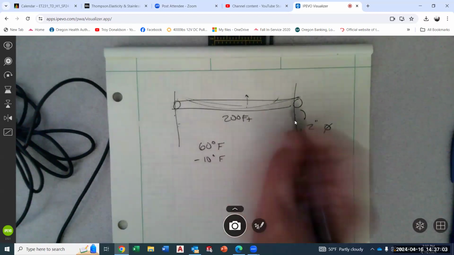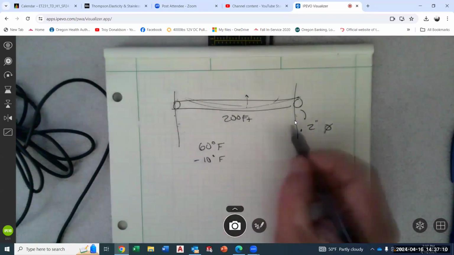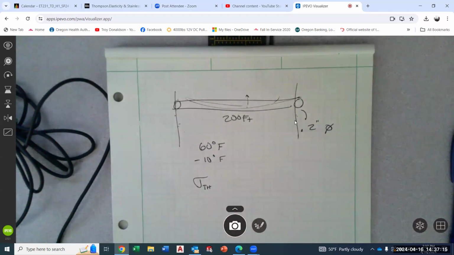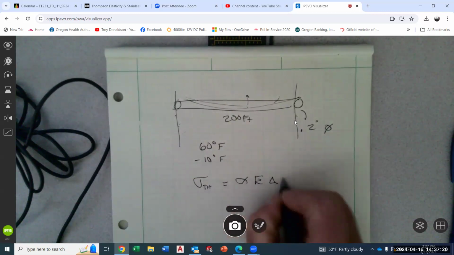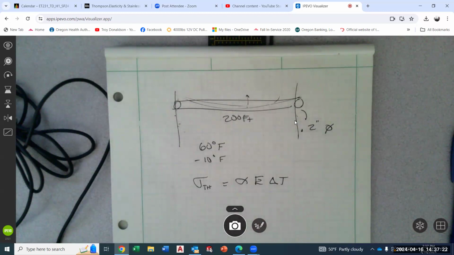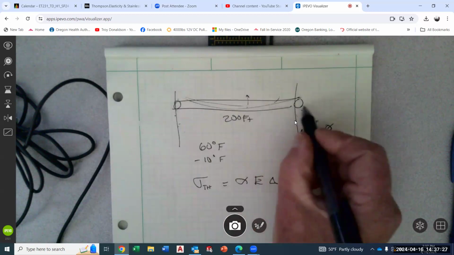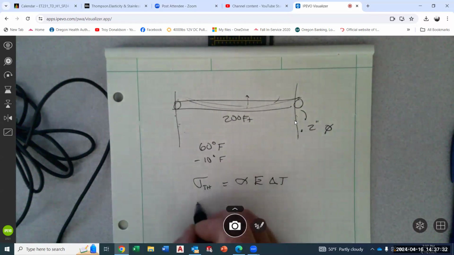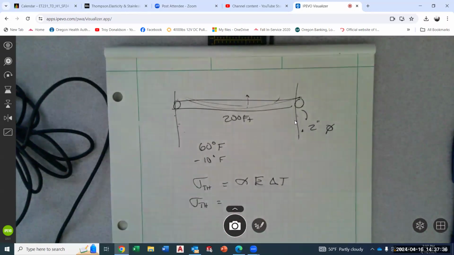Let's say we didn't get much sag in it. That'd be bad design, but let's just say that. So locked down between two telephone poles, that means we do get, and I put a little TH next to my thermal stress, alpha E delta T gives me that stress. If there was no sag, we just went straight across, we could calculate this thermal stress. So I need to look up alpha for copper.